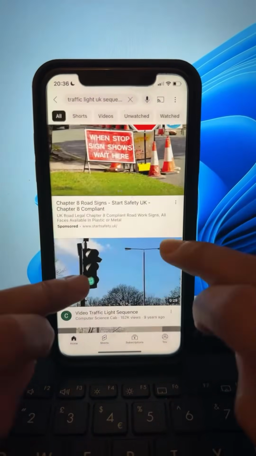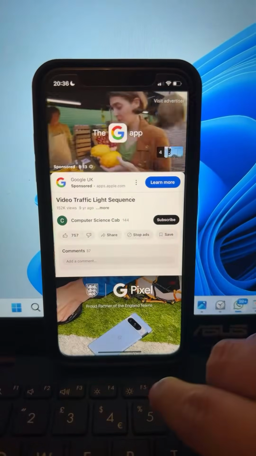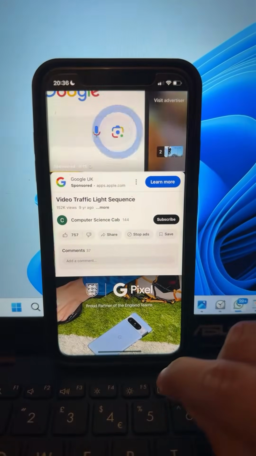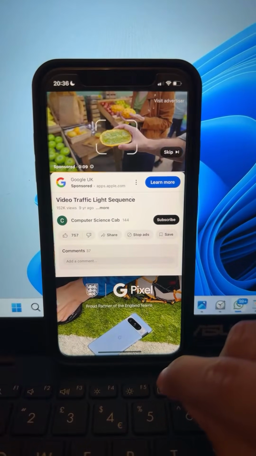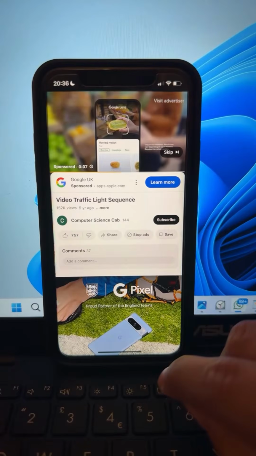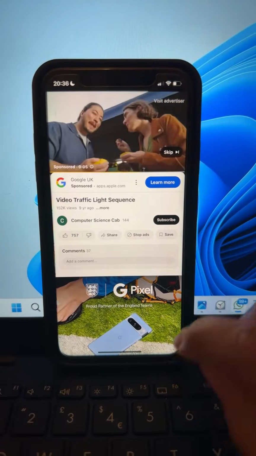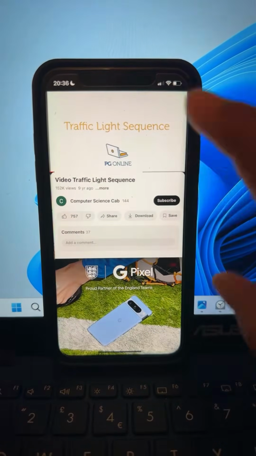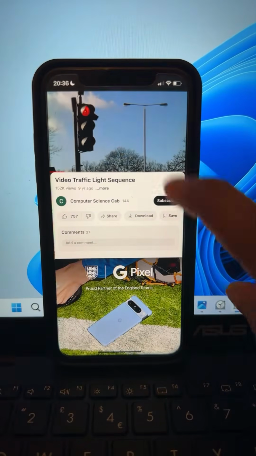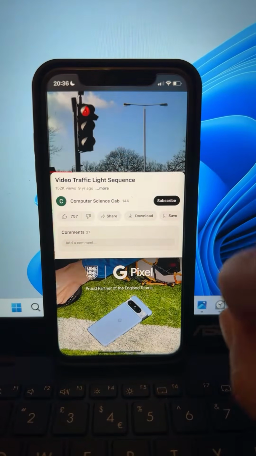Want to try that but don't know what it is? Use the Google app for iPhone, search with your camera, and there you have it.